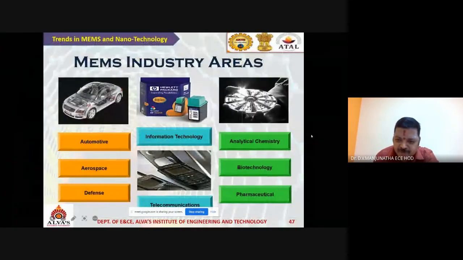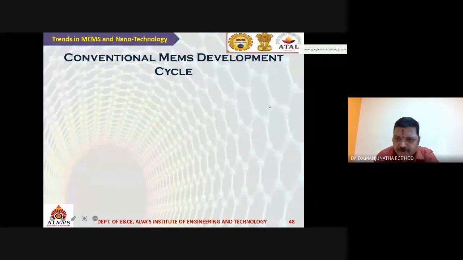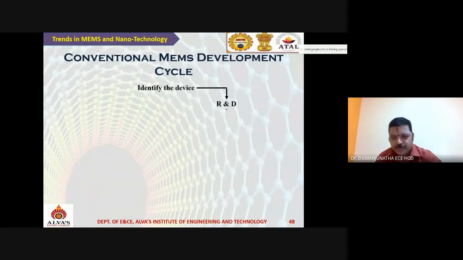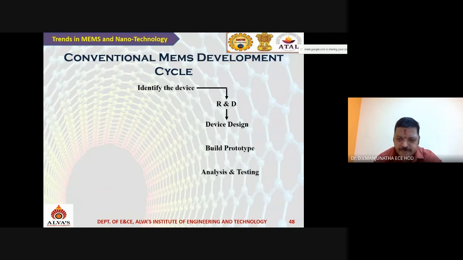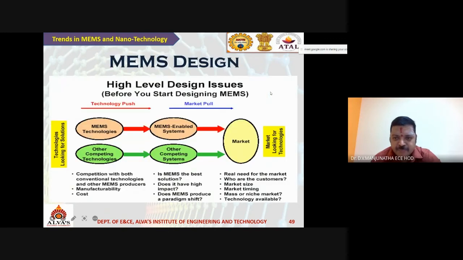So coming to the next slide, the conventional MEMS development cycle. Let us see: identify the device, then do some R&D, then devise the design, go for building a prototype, then analysis and testing, fabricate the device, analysis and testing, the final MEMS device comes, packaging can be done, and then it can be used for the applications, right? So this is the conventional MEMS development cycle, which I'm presenting.